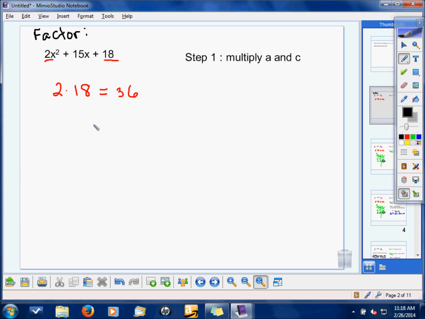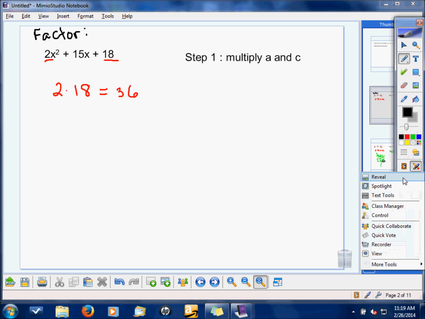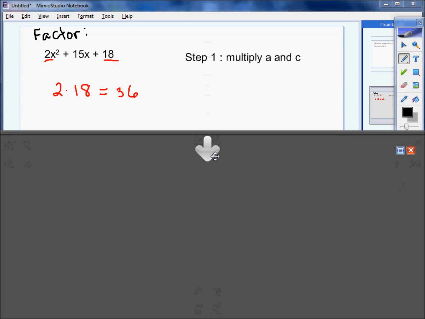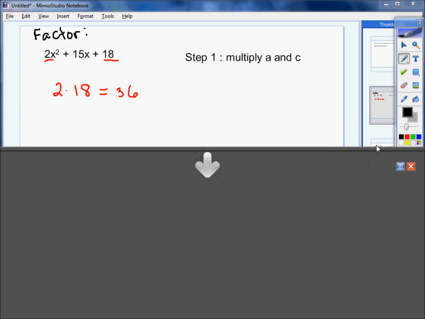Trust me, it's going to work out. It's a very good method that will take you much less time and much less heartache than the way I was taught in school. It was a lot of guess and check when I was in school. This is just a very nice method. So first step, multiply this number and this number. And I'm going to put up my reveal tool because I don't want you getting too far ahead of me here. And I need to go to the next slide.